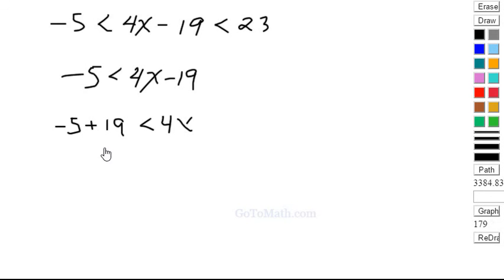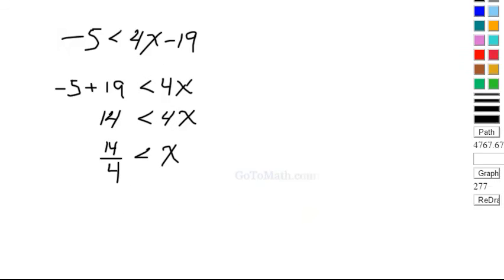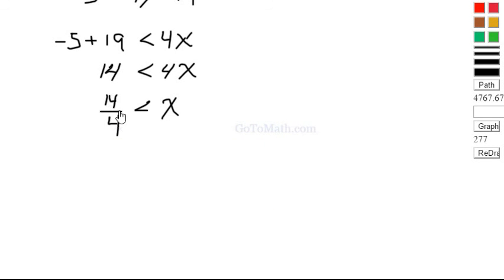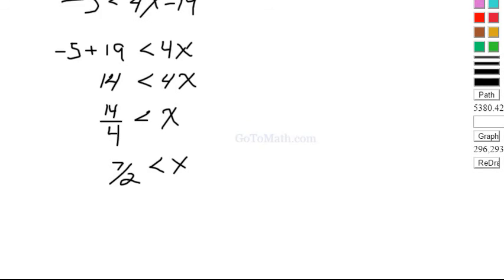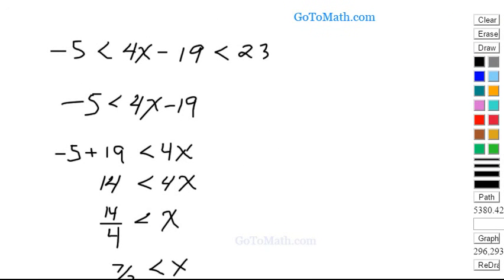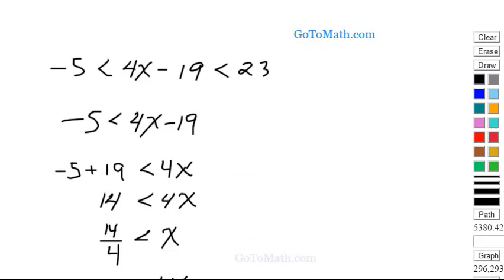14. There's an x there. Alright, multiply both sides by 1/4. And so we end up with 14 over 4 is less than, what do we got going on here? Just an x, right? So that's going to be reducing that down to 7/2. So x is greater than 7/2. Okay. X is greater than 7/2.